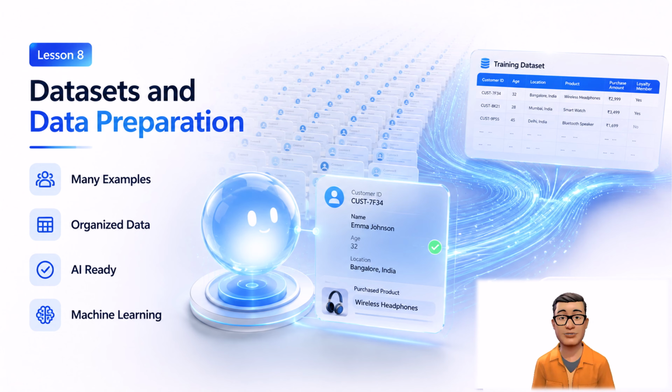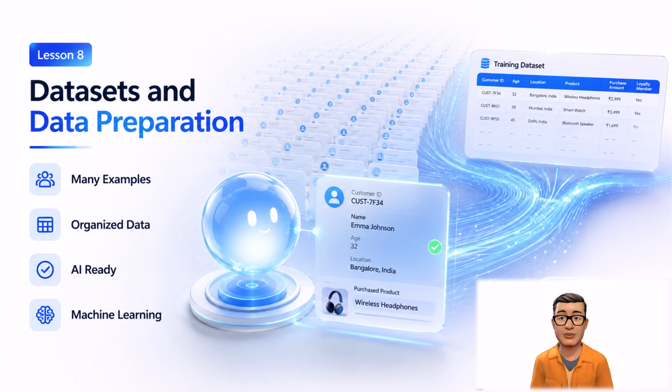Imagine you're training an AI to recommend products. One customer record isn't enough. Neither are 10. In fact, most machine learning models learn from thousands or even millions of examples. That raises an important question. How do we organize all this information so the AI can use it efficiently? The answer is simple. We organize it into something called a dataset.